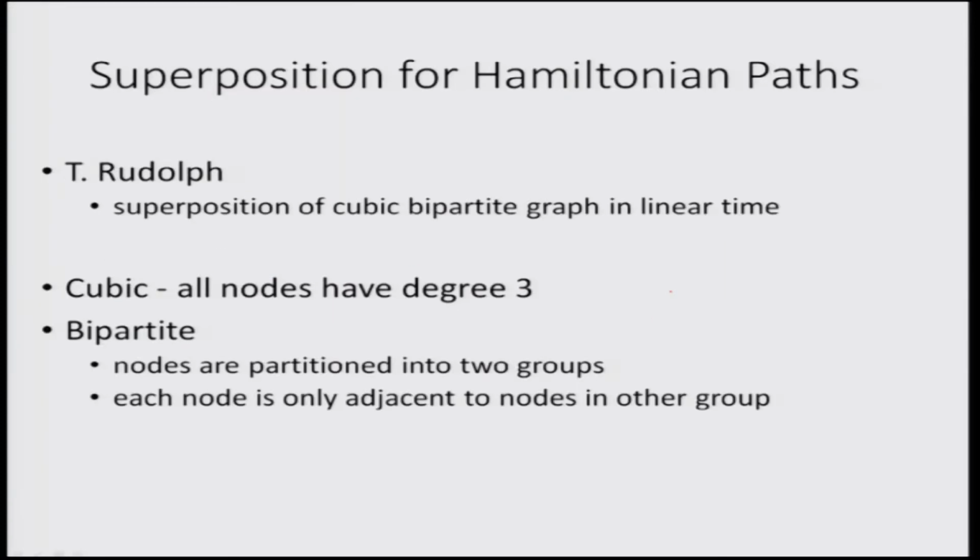This was a problem which was initially looked at by Rudolph by utilization of superposition of a cubic bipartite graph in linear time. Cubic means all the nodes have degree 3, bipartite means the nodes are partitioned into two groups, each node only adjacent to nodes in the other group. So, this is the advantage of this approach, where it was possible to come up with a cubic bipartite graph in linear time by utilizing this principle.